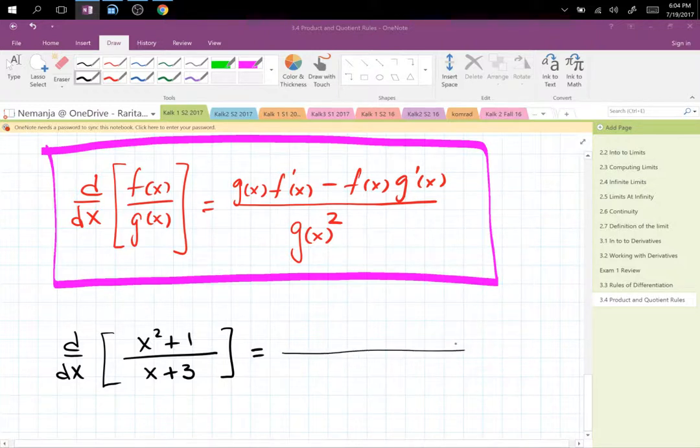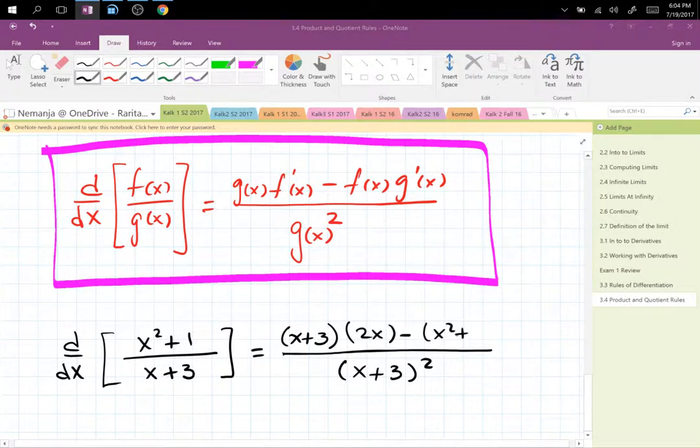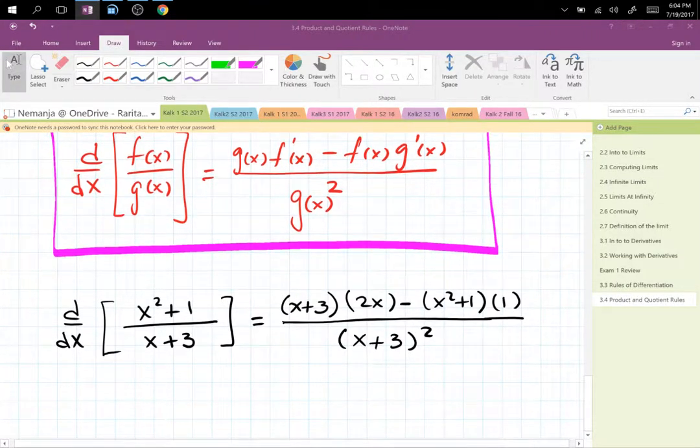So we have the bottom function, which is g of x, will be squared as is. And then we have copy times the derivative of the top, which is 2x, minus copy, and then times the derivative of g of x. So g f prime, f g prime, and g squared.